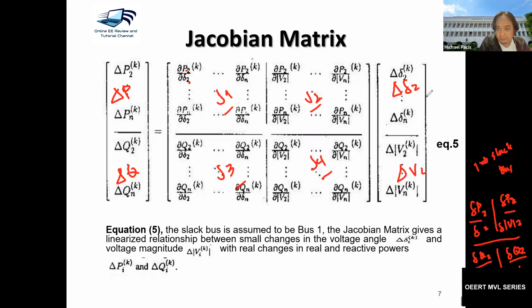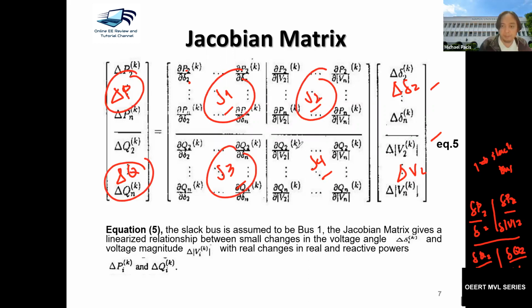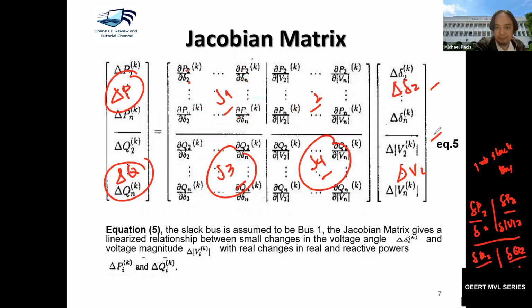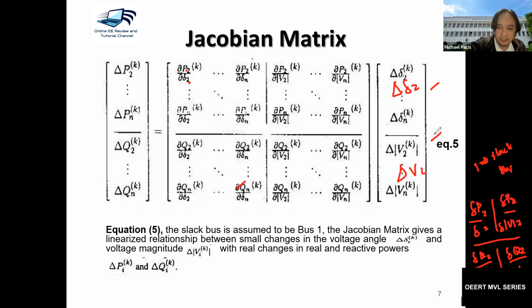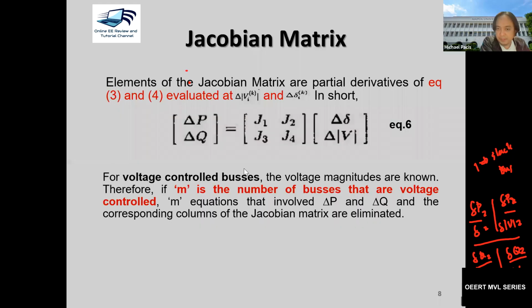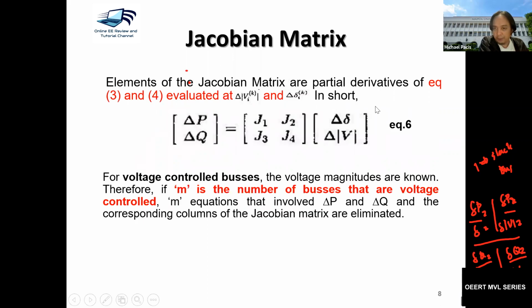This is what we will solve, these ones. And this one can be computed in the problem itself. These are the unknowns. Okay? So in that case, we can have that relationship using this matrix. Simple as this. Okay, this matrix here. So the elements of the Jacobian matrix are the partial derivatives I have mentioned. I already have a platform here of J1, J2, J3, and J4, and it is evaluated at delta V and delta rho, that angle. Please take note, that is the angle of the voltage.